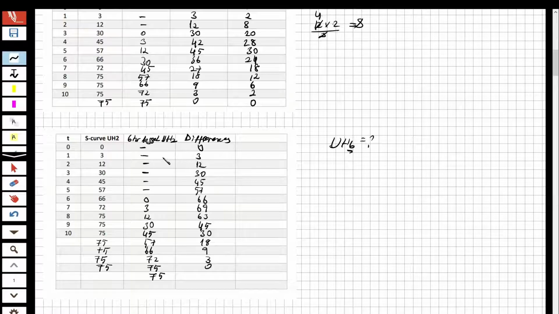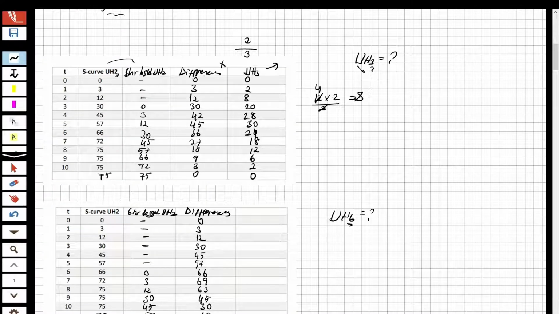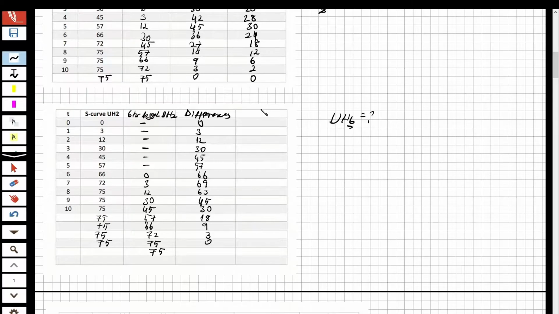Now we got these differences. If you remember, at the previous calculations for the unit hydrograph for 3 hours, I multiplied with the ratio. So now again, I'm going to multiply with the ratio. Which one is given? The 2 hours unit hydrograph. Which one is asked? 6 hours. So I am going to multiply all these measurements one by one with 2 over 6. This is the unit hydrograph for 6 hours.